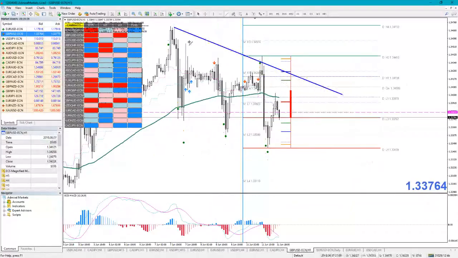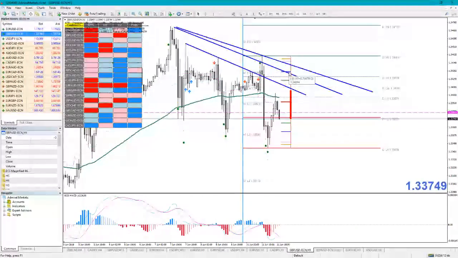We have multiple trend lines here. Okay, so I really think that we could actually see a rejection from these levels. A lot of resistance here. Okay, so this is what I see here.